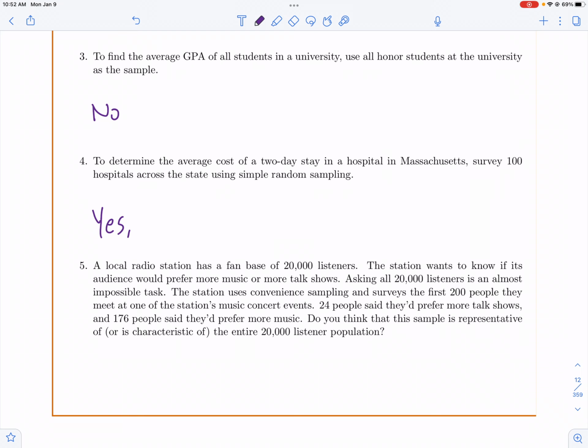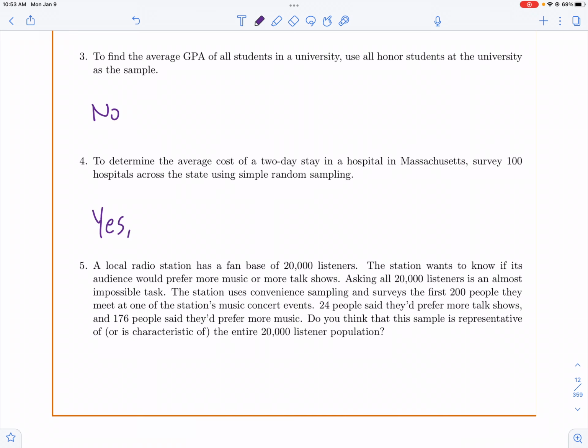All right, so finally, number 5. A local radio station has a fan base of 20,000 listeners. The station wants to know if its audience would prefer more music or more talk shows. Asking all 20,000 listeners is an almost impossible task. The station uses convenience sampling, surveys the first 200 people they meet at one of the station's music concert events. 24 people said they prefer more talk shows. 176 said they prefer more music. Do you think that this sample is representative of the entire 20,000 listener population?